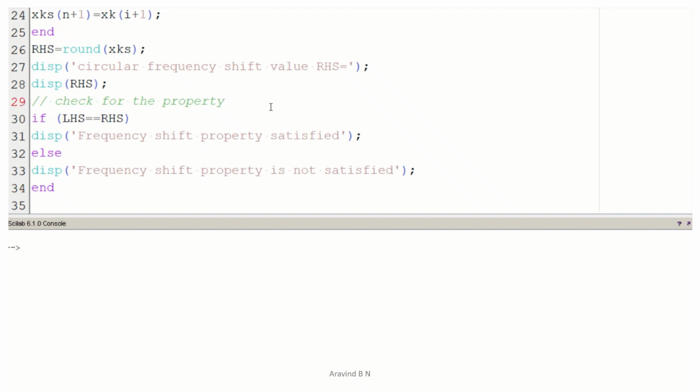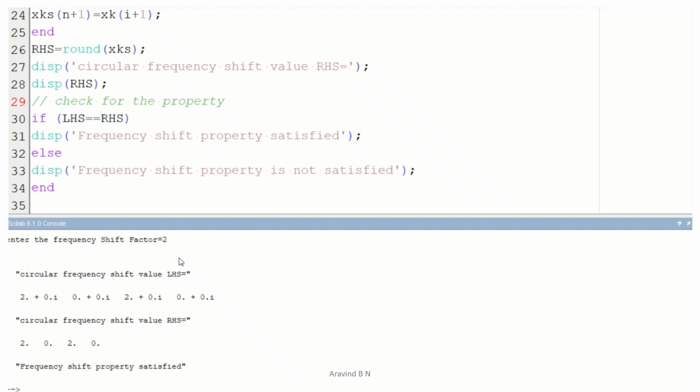Now let us have an execution for this one. I am going to provide the sequence 1, 0, 1, 0. The shift value I am going to provide as 2. Now here is the solution we are going to have.